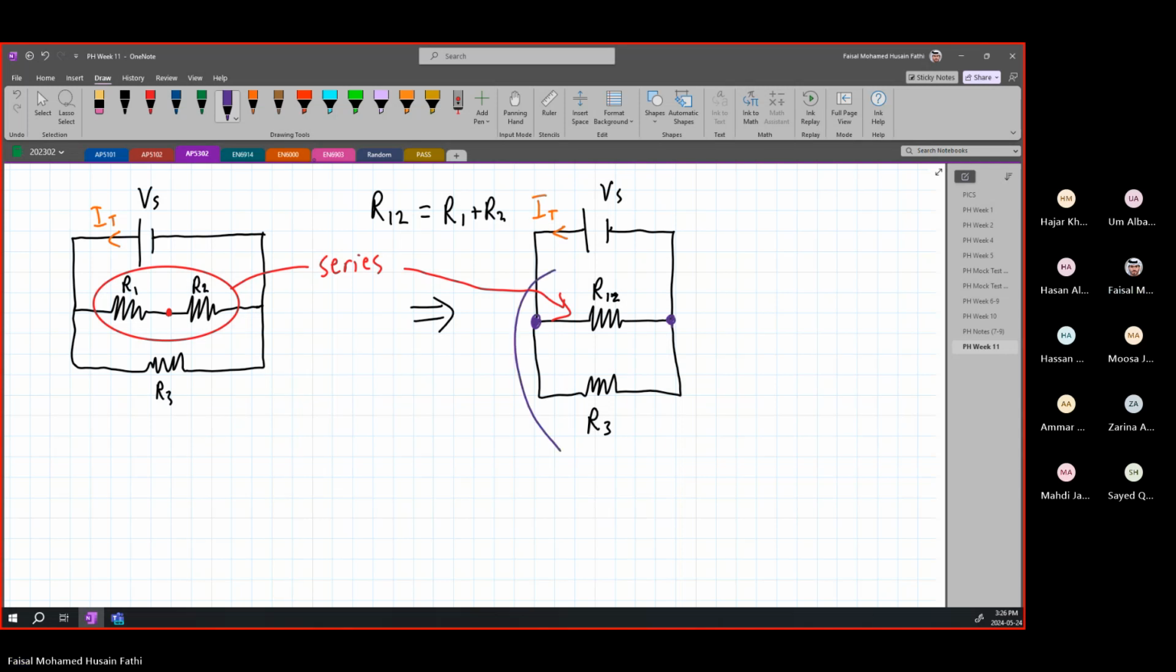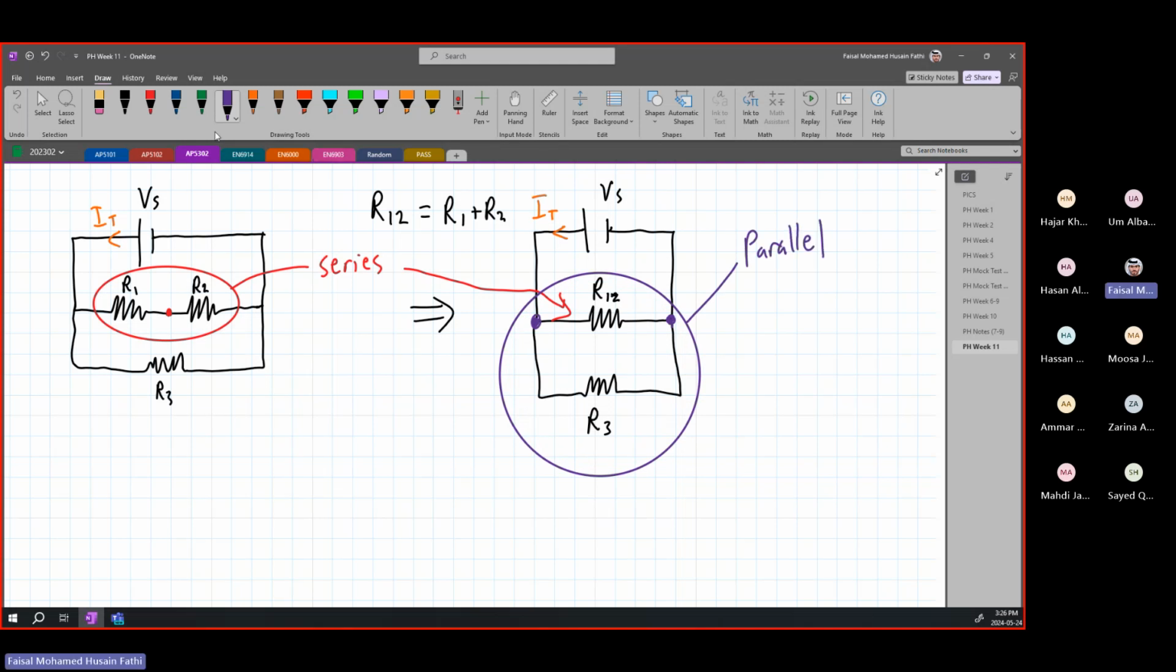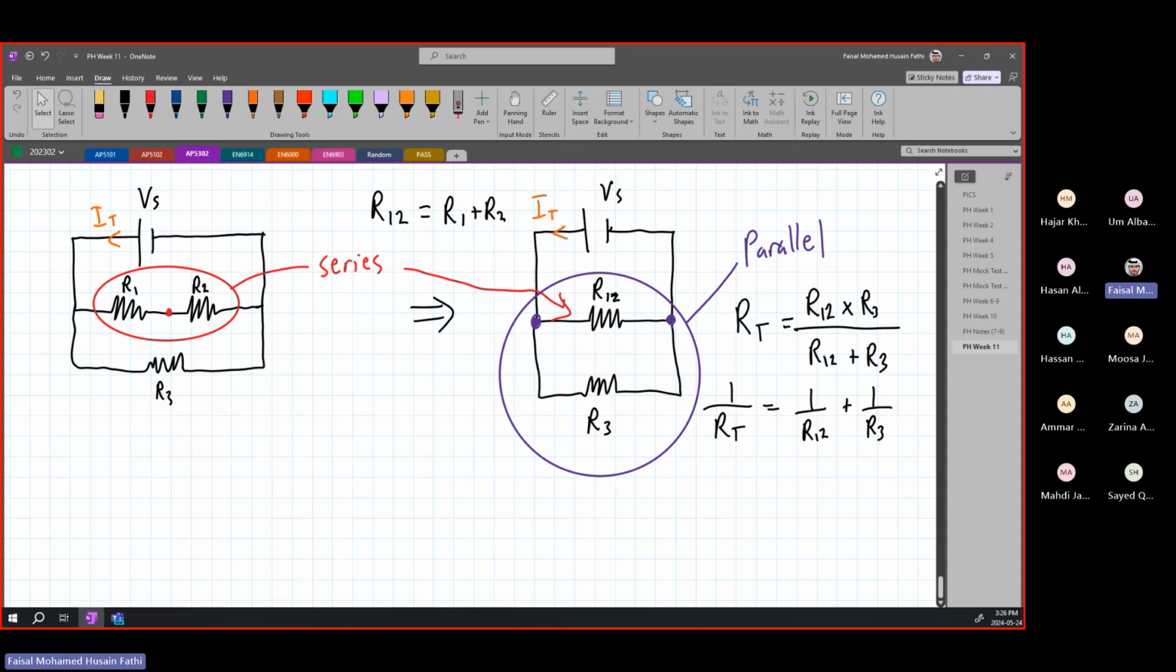So these two are in parallel. In other words, we can say that the final R total is going to be equal to R12 times R3 over R12 plus R3. Or you can say that 1 over RT is equal to 1 over R12 plus 1 over R3. Since there's only two resistors, we can use the simplified shortcut. And this equation, again, is going to be given in the formula sheet. But this is how you would be able to simplify it in this case.